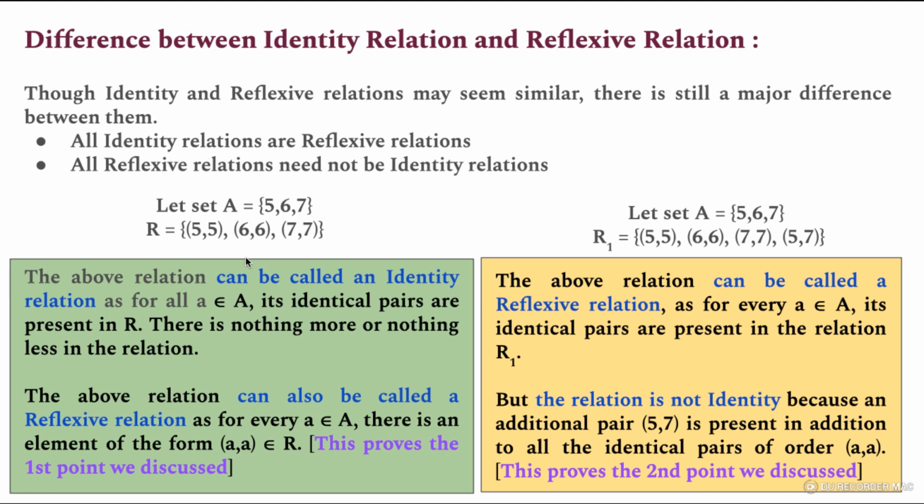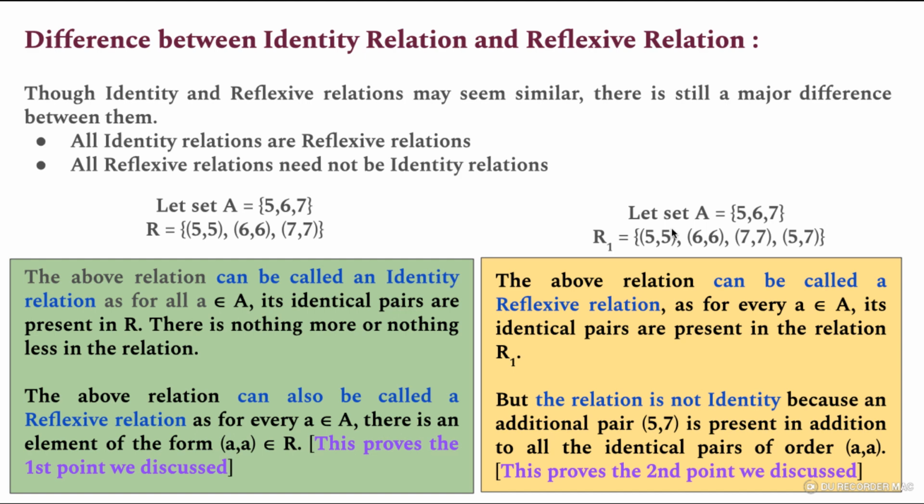Now checking for reflexive relation. This is also reflexive because for every a belonging to A, there is an identical pair. So there is a pair of the form (a, a) belonging to R. So this relation is also reflexive. So what does this prove? This proves the point that all identity relations are reflexive relations. Now take this example.